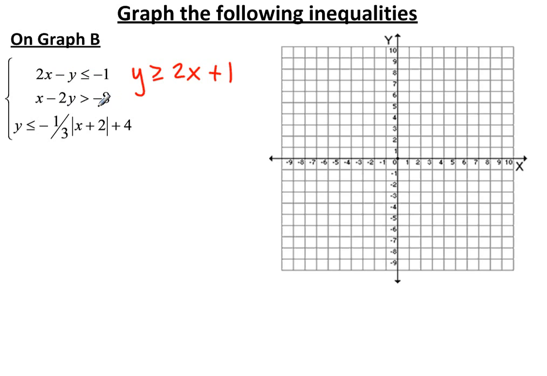The second one, I'm going to leave in this form because I can get x and y intercepts pretty easily, and then the last one is an absolute value. So when I go to graph this, I'm going to go up 1 for my y-intercept, up 2, right 1, and then down 2, left 1.